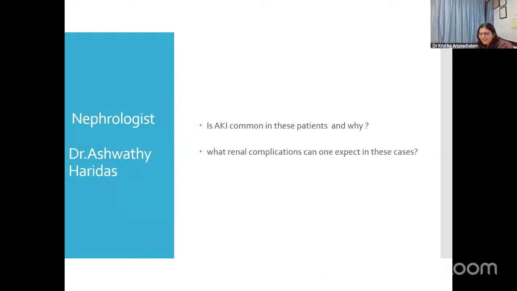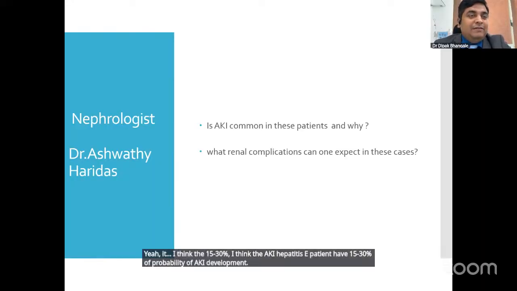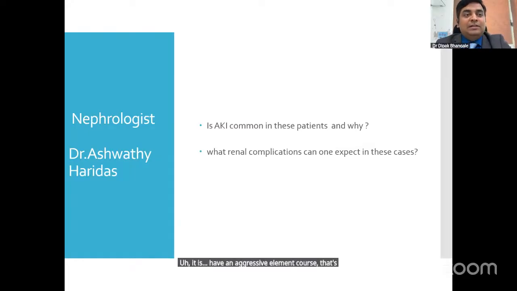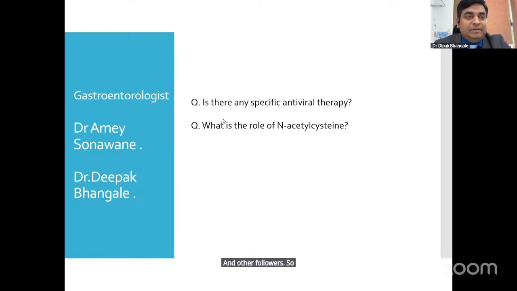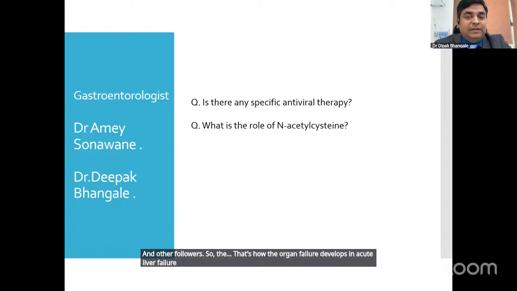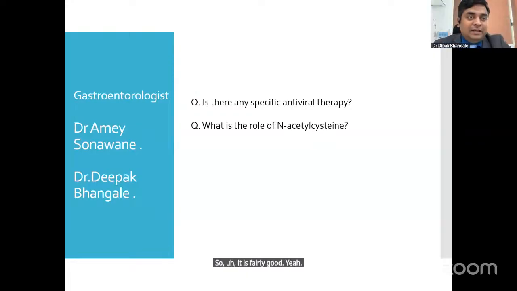Yeah, I think 15 to 30%. I think hepatitis E patients have a 15 to 30% probability of developing AKI. It has an aggressive fulminant course. That's why the first organ involved apart from the liver is the kidney, and others follow. That's how the organ failure develops in acute liver failure associated multi-organ failure. It leads to glomerulonephritis caused by the virus, I think a glomerular injury by the virus. And in acute liver failure, HRS also sets in.